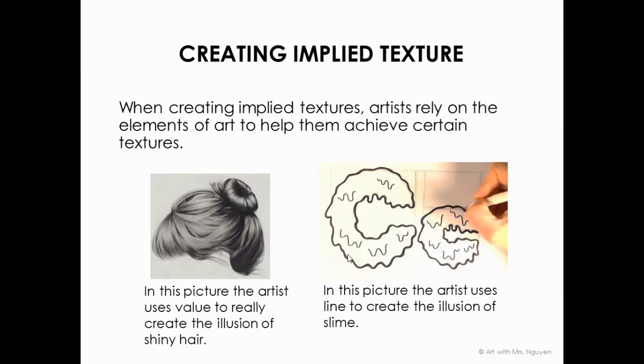Creating implied texture is just a technique or skill, a set of skills that artists have to learn. So you can see on the bottom left, back to the hair again, that the artist really had to understand how value works to create kind of the lights and darks that give this the illusion of being hair. In this picture, the artist needed to think about how to vary line type in order to give the illusion of that slimy looking letter.